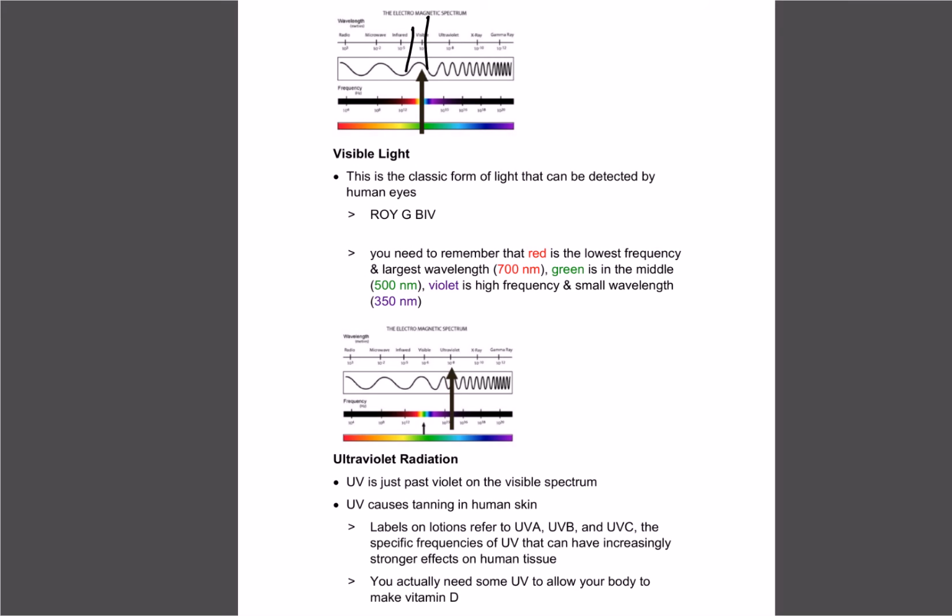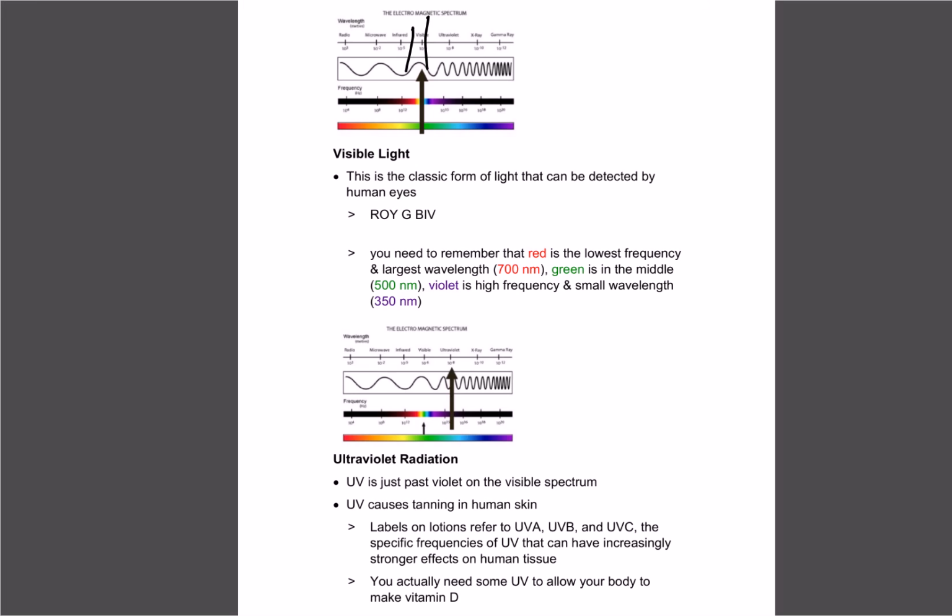And you should know from elementary school, the colors in the visible light are Roy G. Biv: red, orange, yellow, green, blue, indigo, and violet. And they go from lowest to highest frequency, or smallest to largest wavelength, whichever way you want to think about it. And the key ones we need to remember are typically the ends.